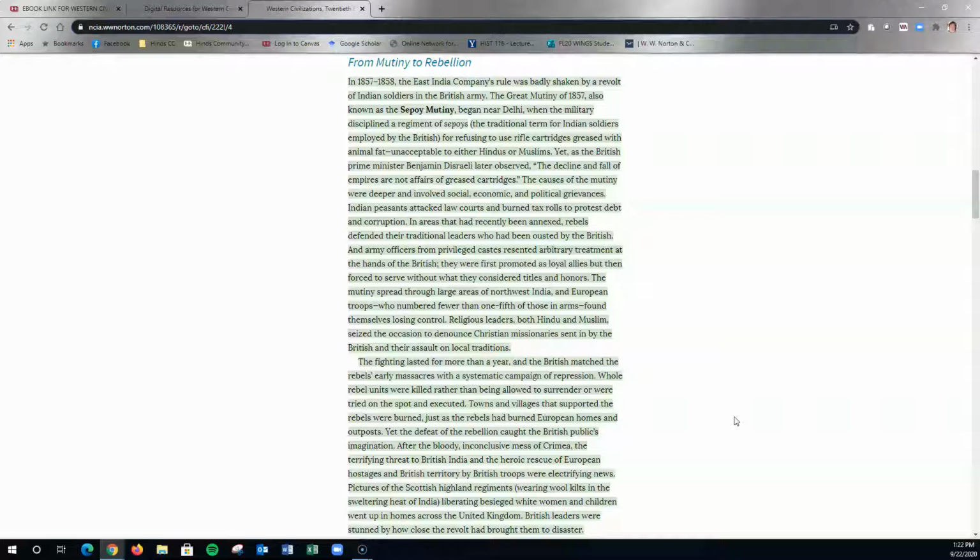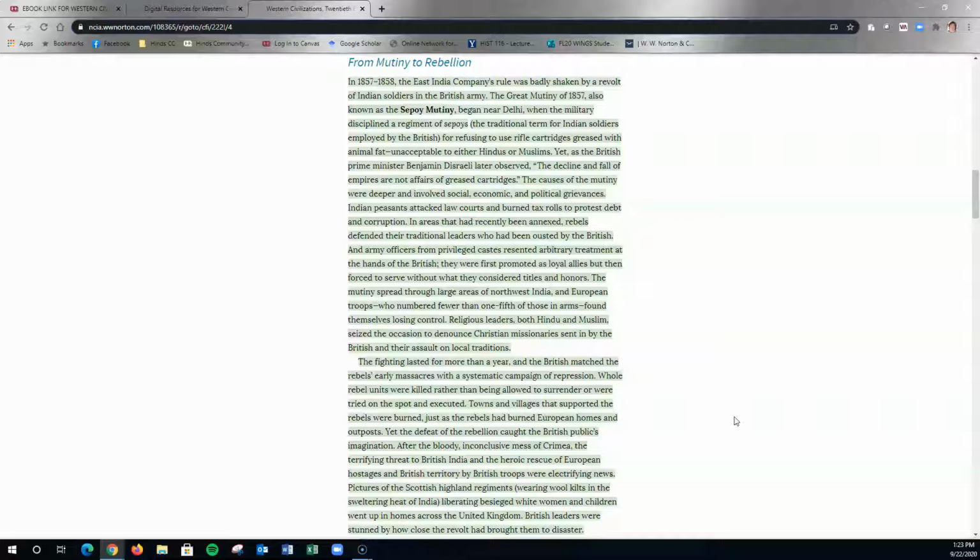It is a mutiny where the native Indians rise up against the British East India Company, all because the British East India Company and the British forced them to use a new type of rifle that had cartridges greased in animal fat, which was unacceptable to Hindus or Muslims. And so this produced a rebellion that the British eventually had to put down.